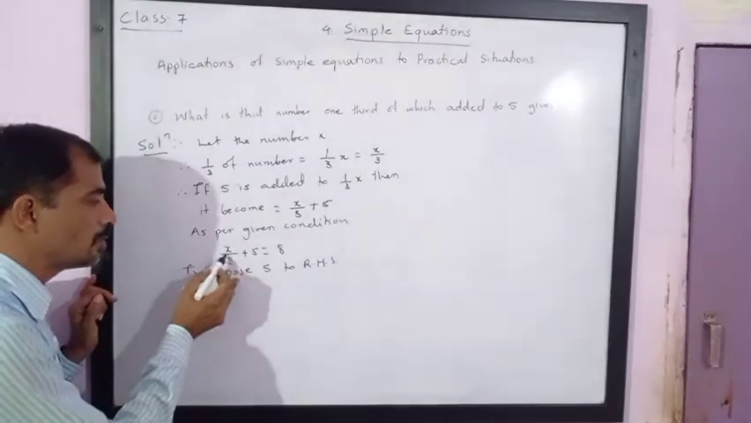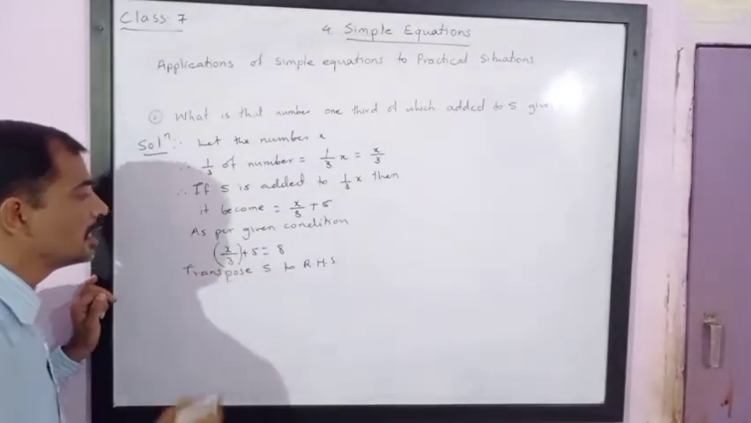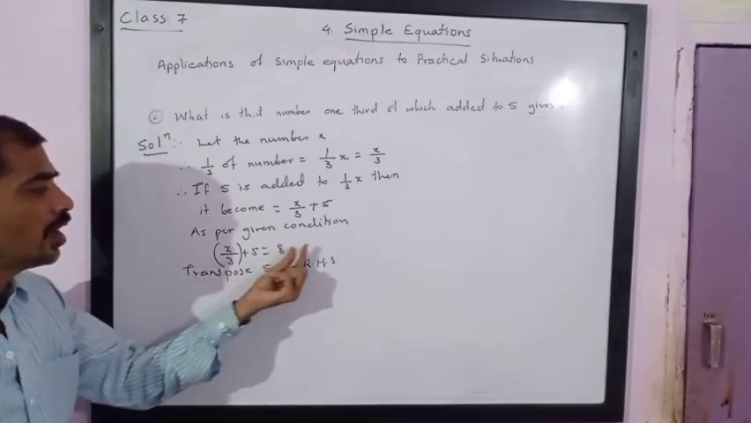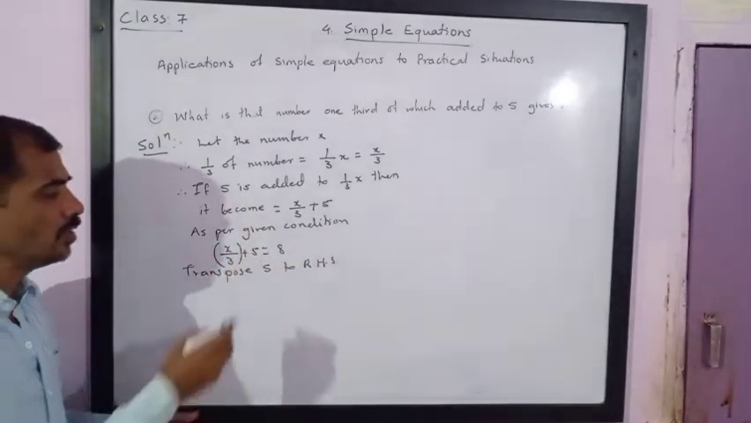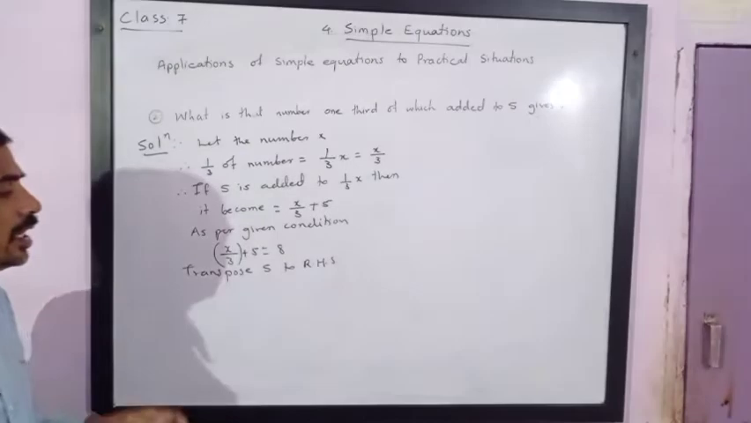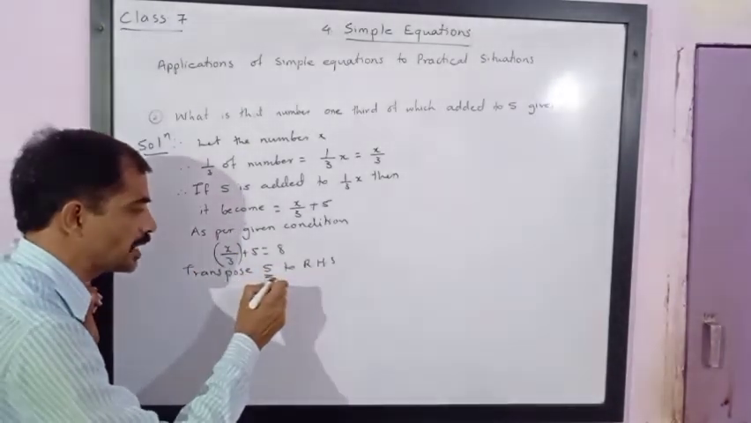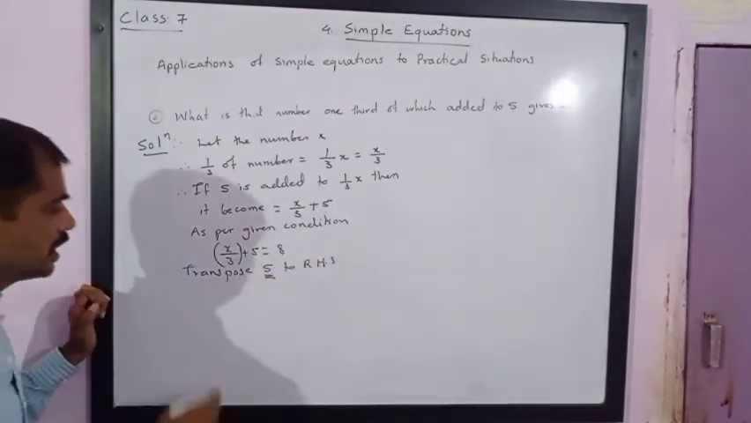Please note, you cannot transpose 3 because it is a term containing x. So this is together, you cannot separate 3. You cannot divide all equation. You can divide, but then you will have to divide by this term also by 3. So the better way is to transpose 5 because it does not contain x in it.